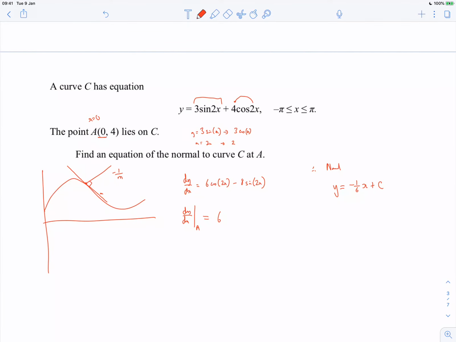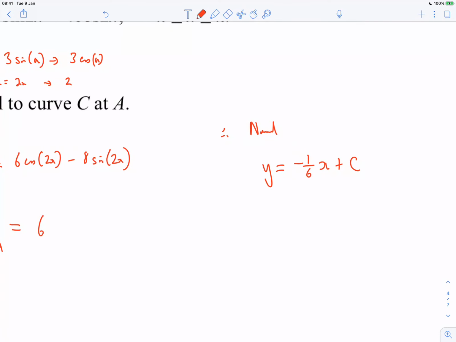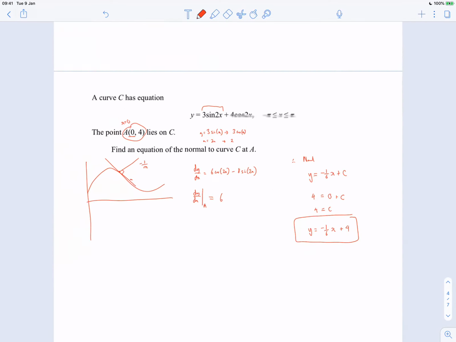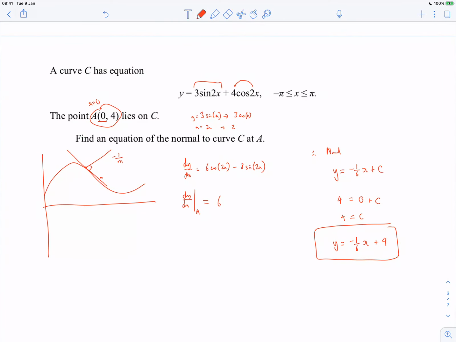And the only thing I know about that normal is it goes through A, which is (0, 4). So when x is 0, y is 4. So when x is 0, I've got 0 plus c, and y is 4. Clearly c is 4. So the equation of that normal is y equals minus 1/6 of x plus 4. And that is the equation of the normal. Nice and tidy.